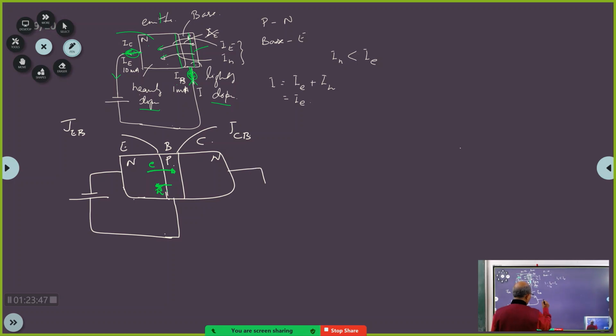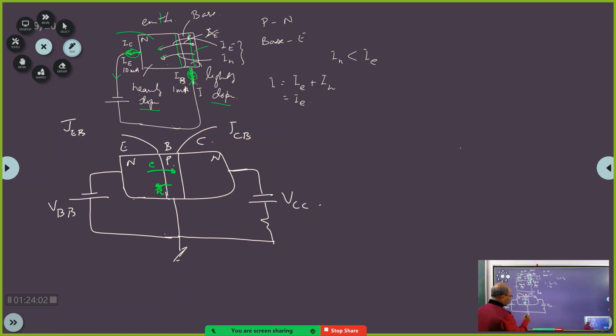Now, what I am going to do here is connect another battery like this. I will call this voltage VBB, and I will call this one VCC. I am just giving some names to these. Now don't ask me why we give BB and CC and all.